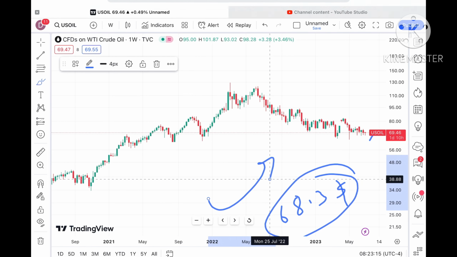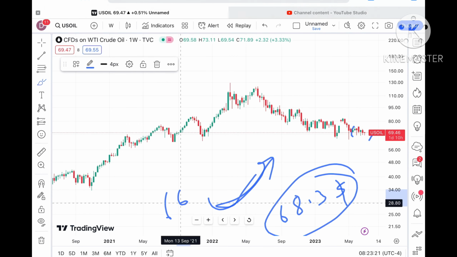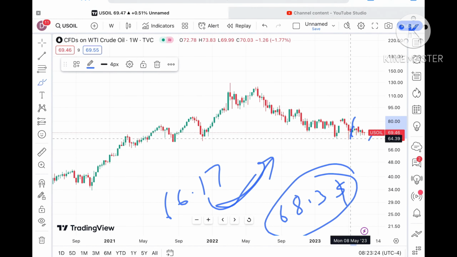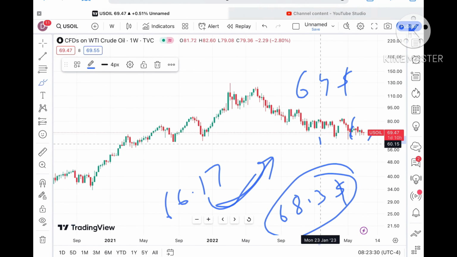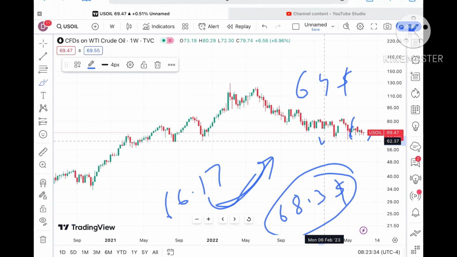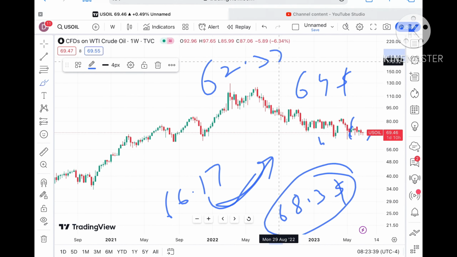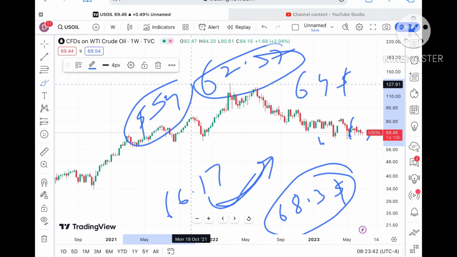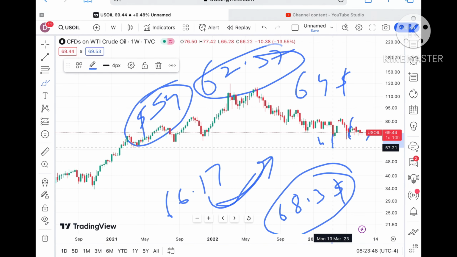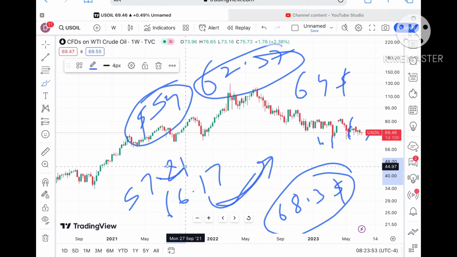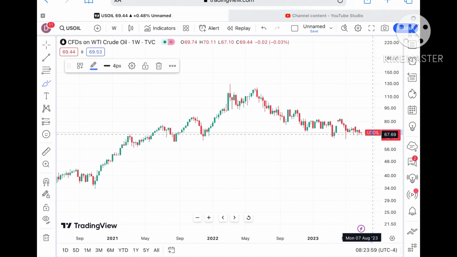So a bounce back we can see, but if this bounce back doesn't sustain and it moves below that level, chances of going towards 66.17 are there. If the price falls below that level, we can see it touch a level of around $64. If the price falls below $64, a probability of going towards 62.37 is there, and from there we can see a level of $59.37, and from there a level of $59. If the price falls below $59, it can touch a level of $57.21.